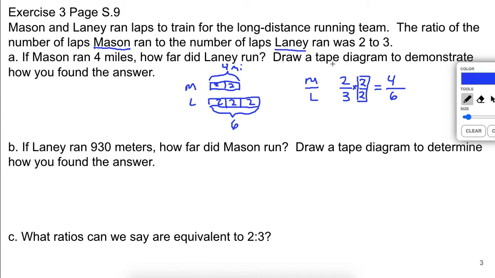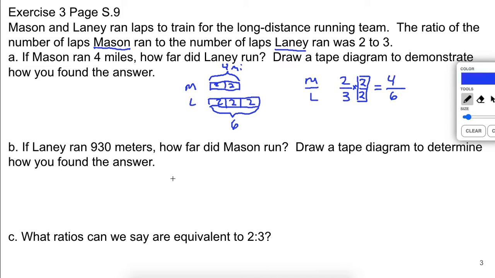Okay, so we're either using multiplication or a tape diagram. They often call this the description rule in the next lesson, but we're going to call it multiplication. So let's go ahead and look at the next situation. Again, our ratio stays the same, but in this case, Laney ran 930 miles.